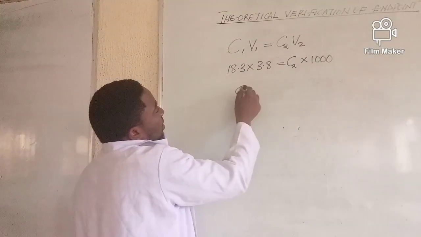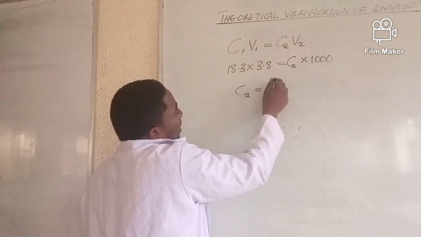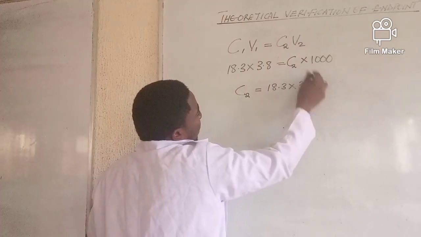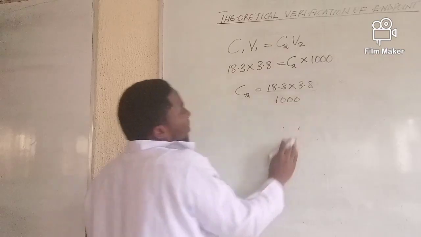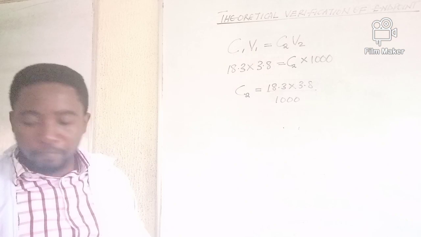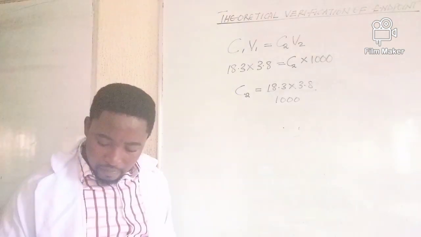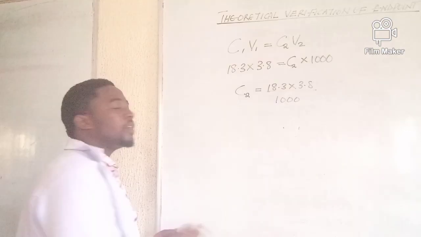From here, we can make C2 the subject of the formula, and when we do that, we get 18.3 times 3.8 divided by 1000. When we do that, we should be able to get 0.0695.